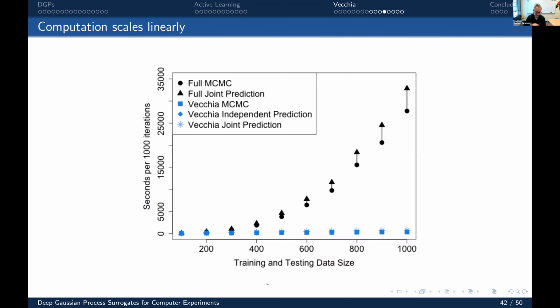I'm going to skip that slide and just show you the speed up. So the speed of the Vecchia deep Gaussian process is down here, essentially 0 seconds, but it's not 0 seconds. It's just really close to 0 compared to not doing the Vecchia approximation. So this is growing cubic in n, and this is linear in n. Still cubic in m, but m is being held fixed.